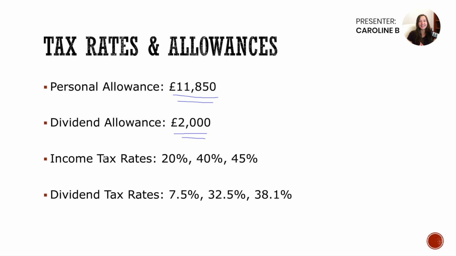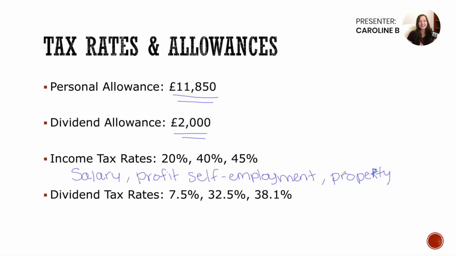Then we have the income tax rates here, which are 20%, 40% and 45%. These apply to salary, profit from self-employment and profit from property income, and other income such as interest, once it hits over the allowable threshold that is tax-free. So just keep that in mind. And finally, we have the dividend tax rates, which are for dividends. So you've got 7.5%, 32.5% and 38.1%. These are the different tax thresholds, and we'll go into those next.